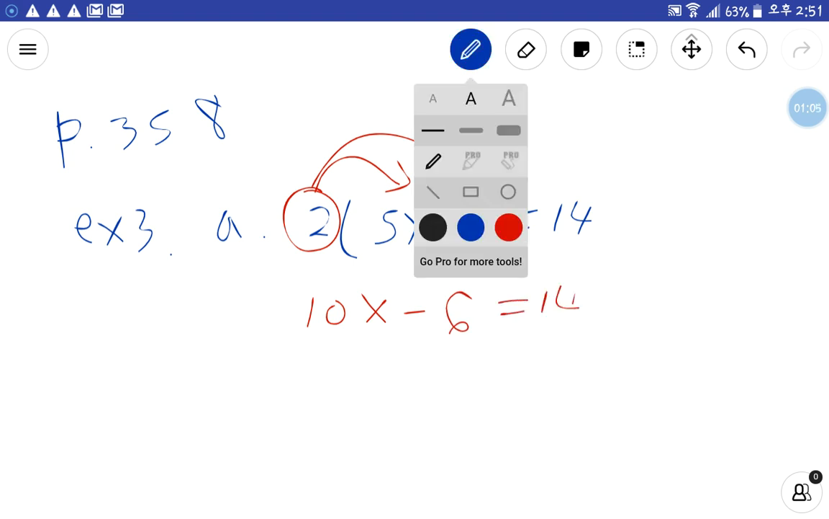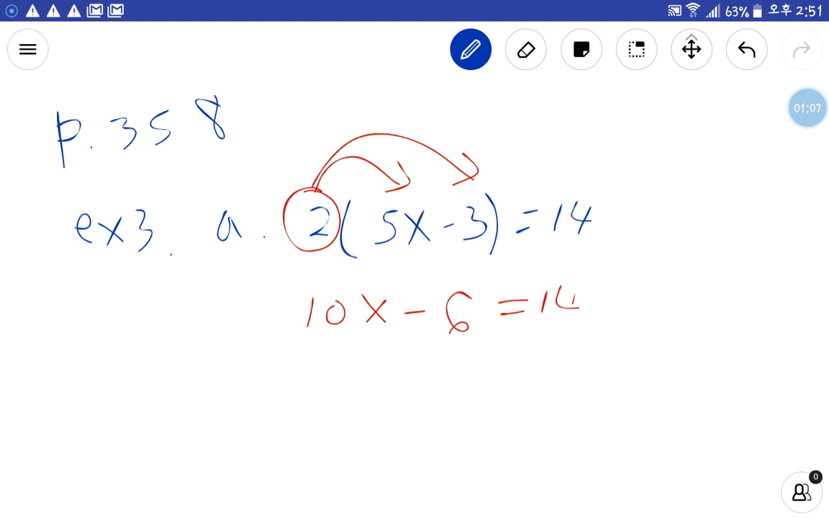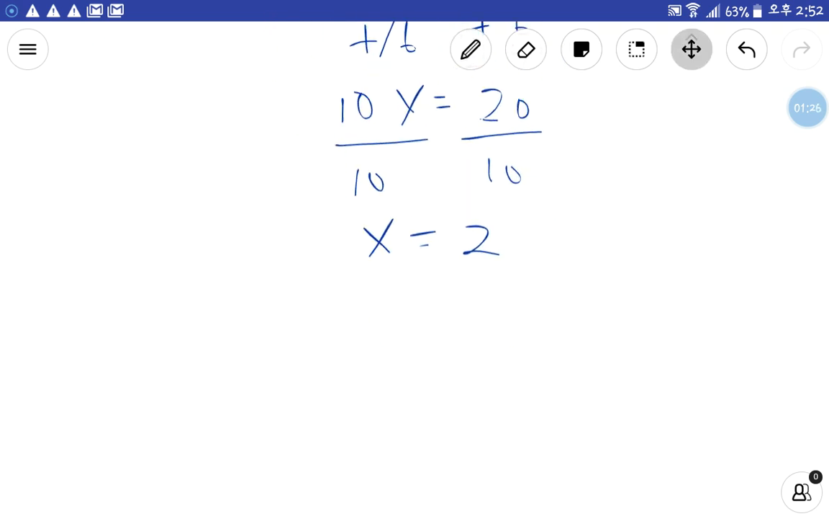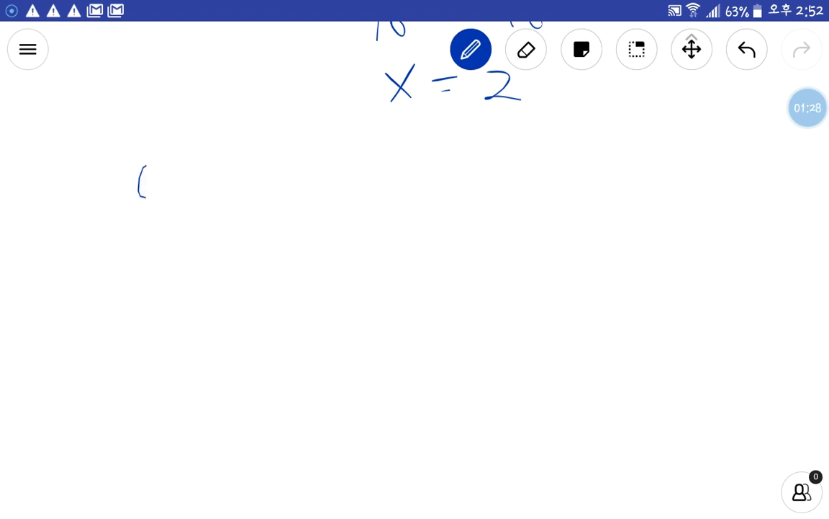Now the other steps exactly resemble what we just practiced in the previous video. So you're going to add 6 to each side and 10x equals 20. Now what do we do after? We divide by 10 on each side, and my x would be 2. Do you guys remember how to check your equation? How can we check it? We have to plug the number back in.